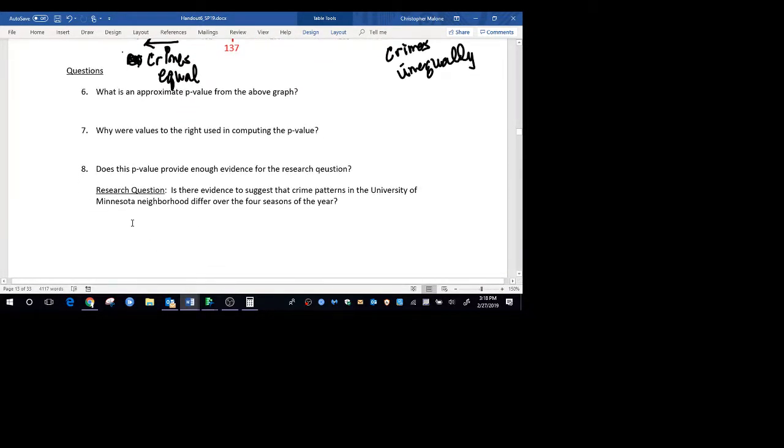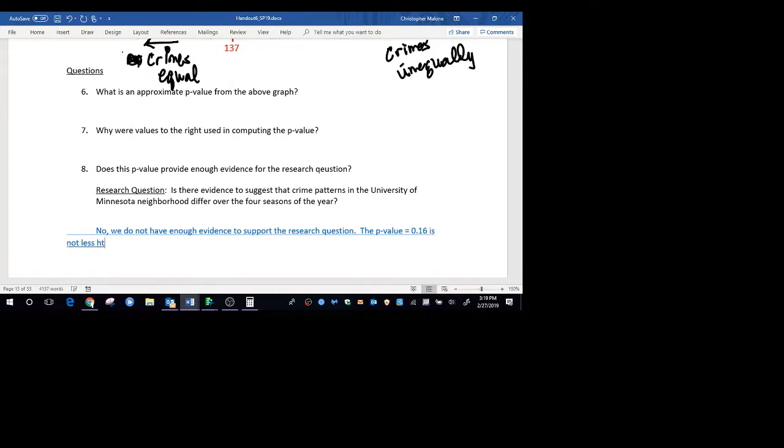So to answer our research question here, no, we do not have enough evidence to support the research question. The p-value, which is 0.16, is not less than 0.05. And then you can write a conclusion from there.